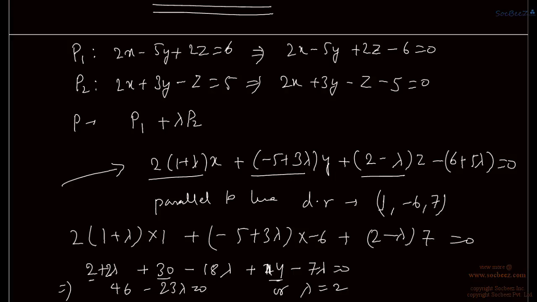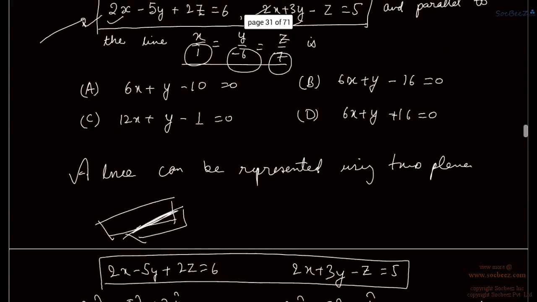So we have the equation of the plane as 2, λ is 2, so 2 times 3, 6x, λ is 2, 6 minus 5 plus y, so 0, λ is 2, so 5 times 2 is 10, 10 plus 6 is 16. So 6x + y = 16. So from here option B is the correct one.